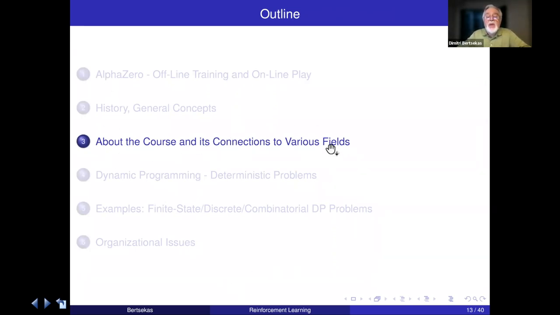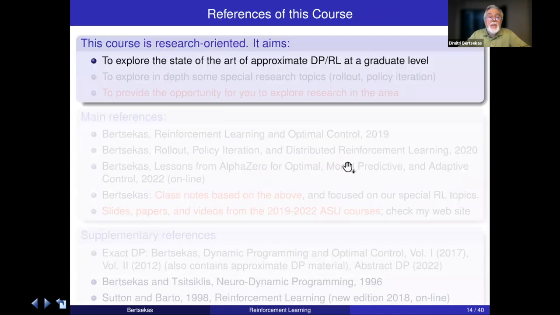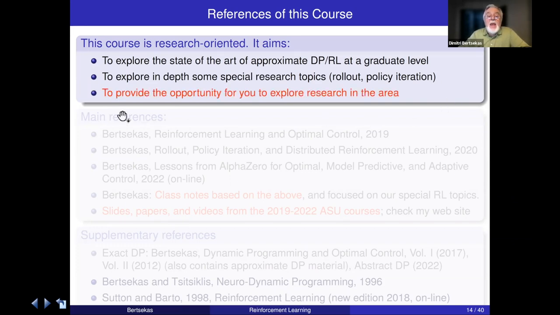Okay, so let's say a few things about the course. This course is research-oriented. It aims to explore the state of the art of approximate dynamic programming and reinforcement learning at a graduate level. Ideally, it would help a person engaged in PhD research. We are also going to focus on some topics more than others, particularly rollout and policy iteration. A major objective is to provide you with the opportunity to explore research in this area.